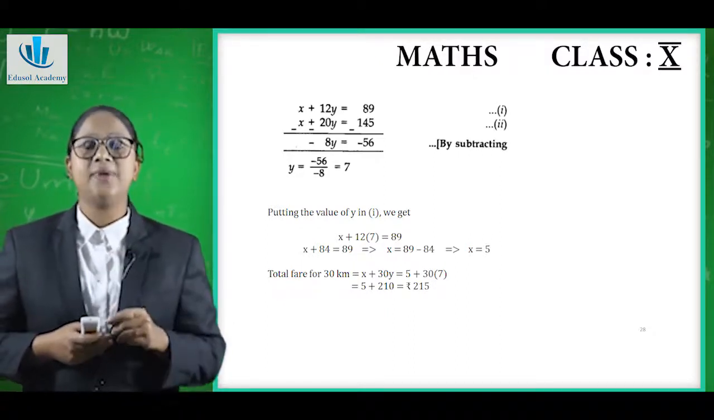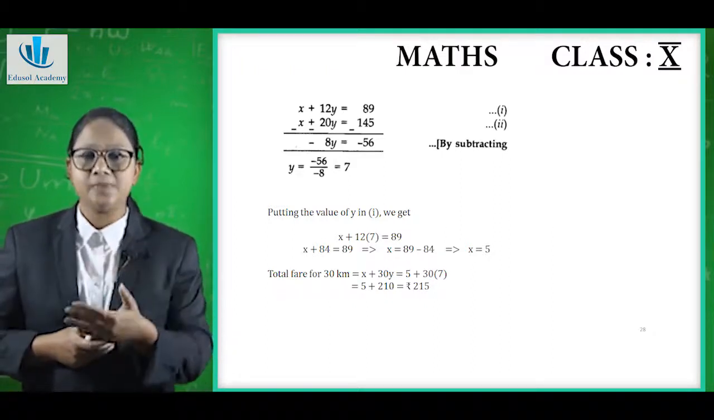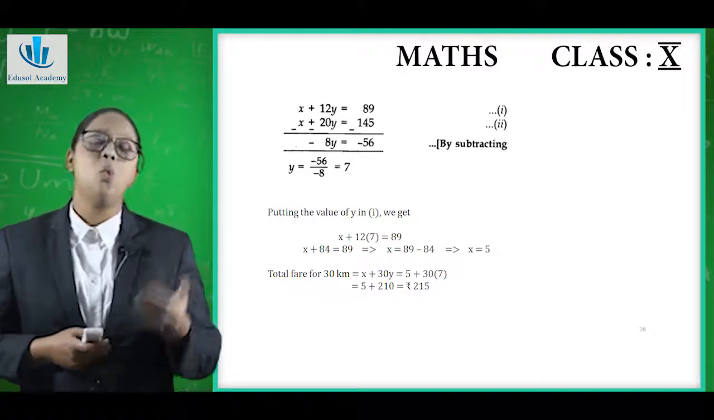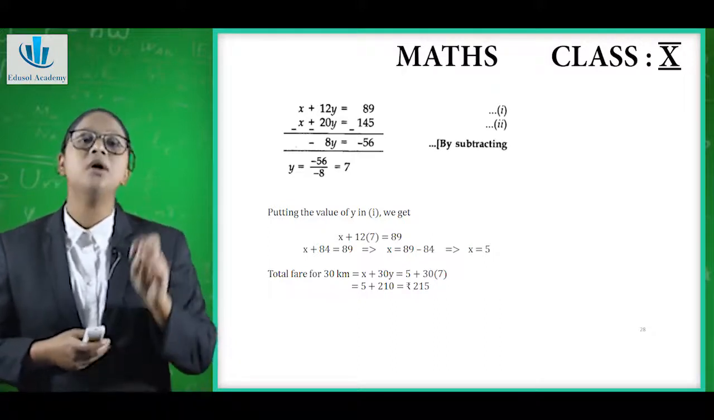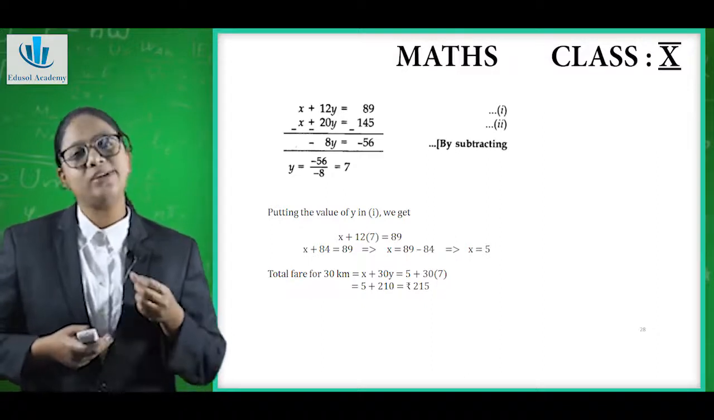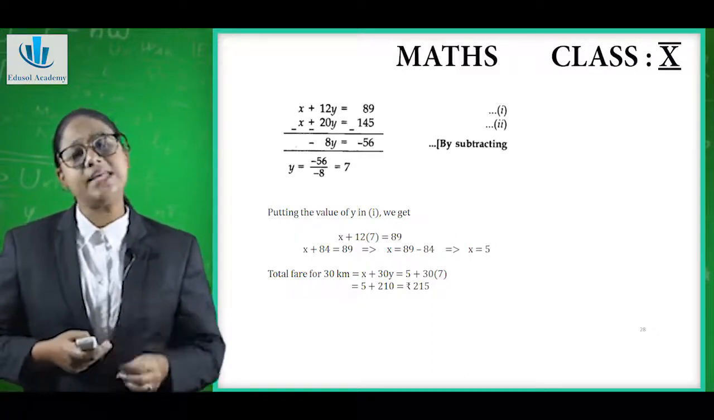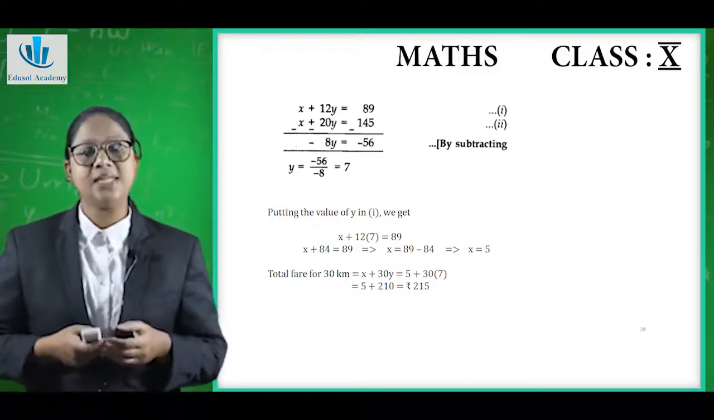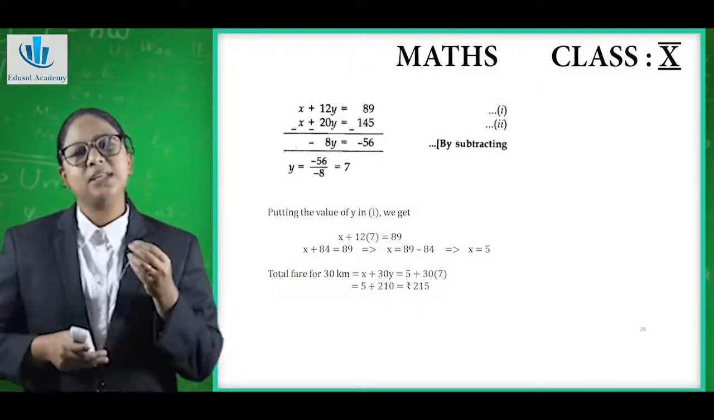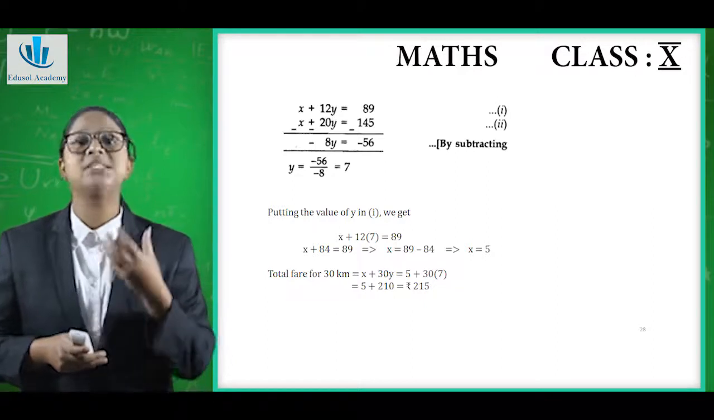And x plus 20 kilometers, so x plus 20y is rupees 145. That is equation number 2. Solving these, we will get y is equal to 7 and x as 5. So we can say that the fixed charge is rupees 5 and the charge per kilometer is 7.